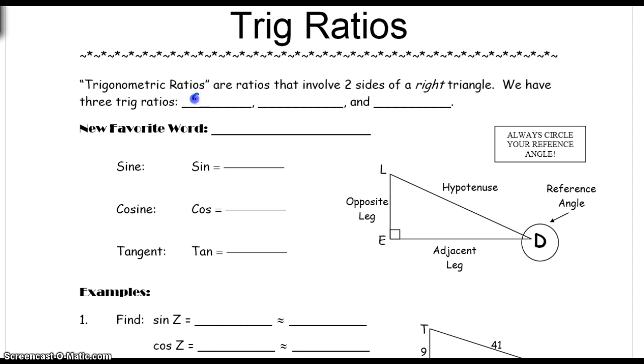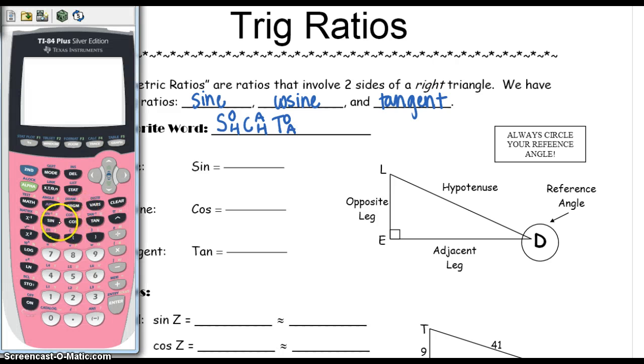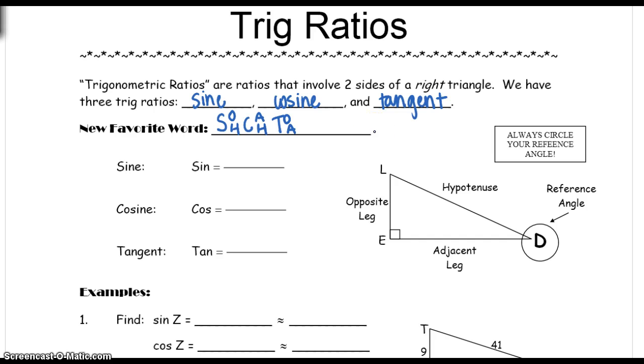And there's three of them. There's sine, there's cosine, and there's tangent. And there is a specific way we find these three trig ratios. So your new favorite word should be SOHCAHTOA. And I write it a little bit differently than some teachers do. But SOHCAHTOA, okay? And if you're looking at your calculator, you should see the sine, cosine, and tangent keys right there. So make sure you do know where those are in your calculator because we're going to be using those a lot. But for now, let's just talk about the actual ratios.